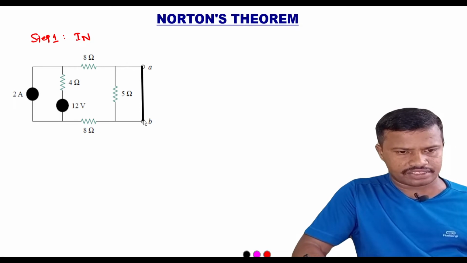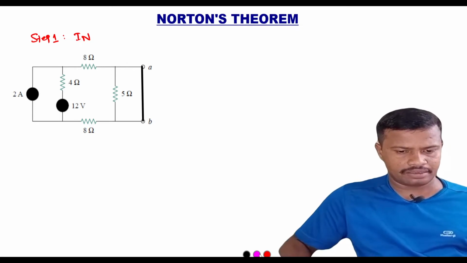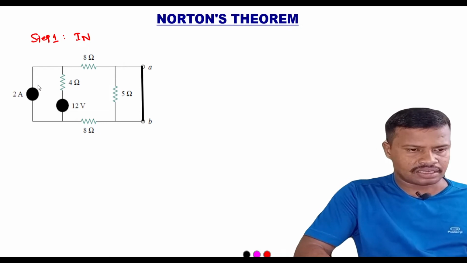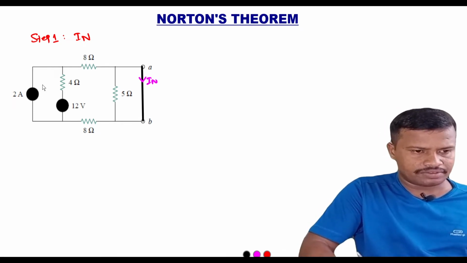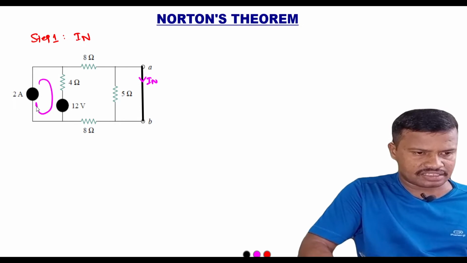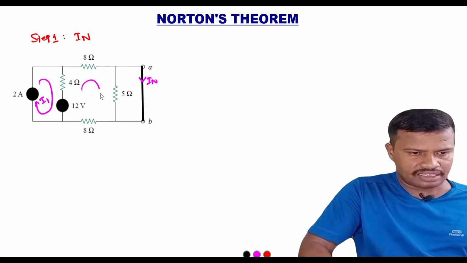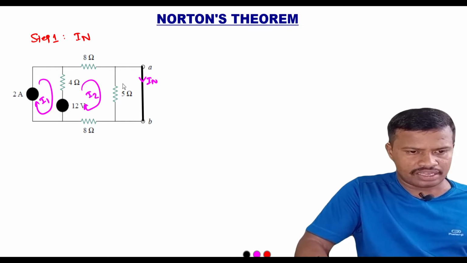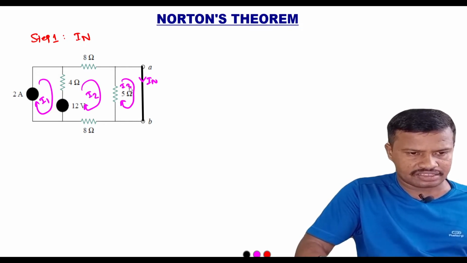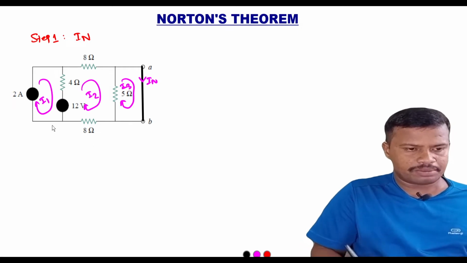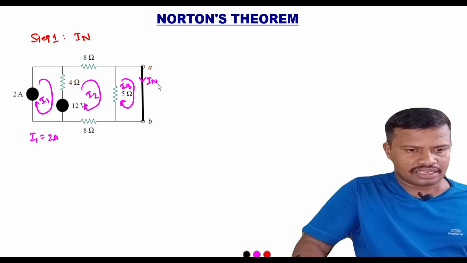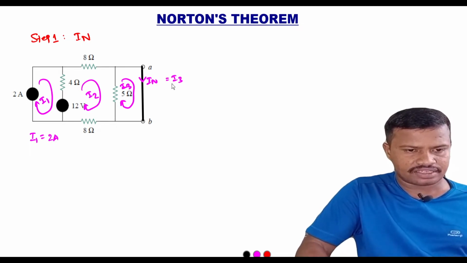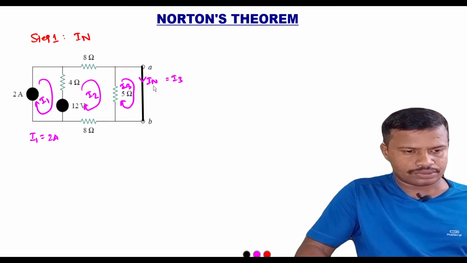So we have short circuited the terminals A and B. Now we will apply the loop or mesh analysis to find the value of current IN, which is flowing through the terminals A and B. For that we will mark the loop currents. Let us say this is I1, this is I2 and this is I3. These are the loop currents. From these loop currents we can directly say that I1 is equal to 2 amps. Here IN is equal to I3.